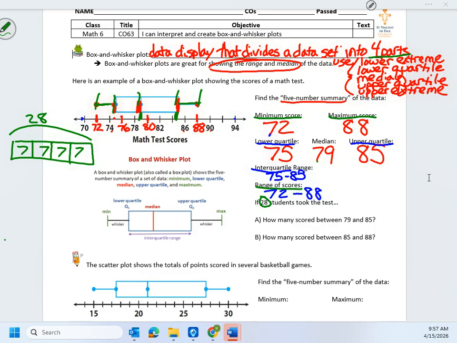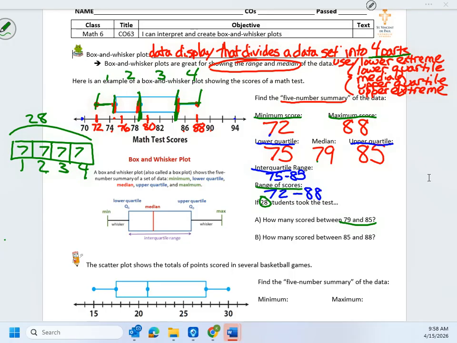So if I look up here, how many students would be in between 79 and 85? Between 79 and 85, how many scores would fall in that section? Rhoda? 14. Here's section 1, section 2, section 3, section 4. Just like we had in our bar graph. Section 1, section 2, section 3, section 4.